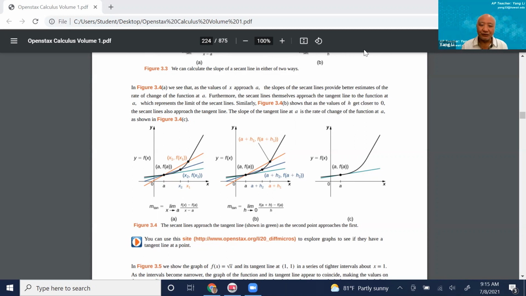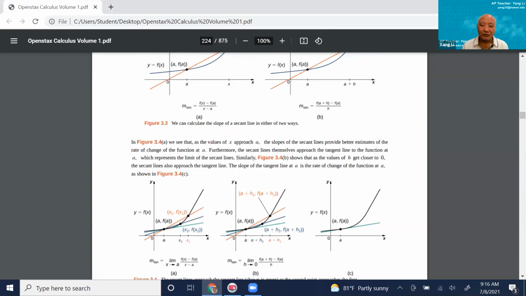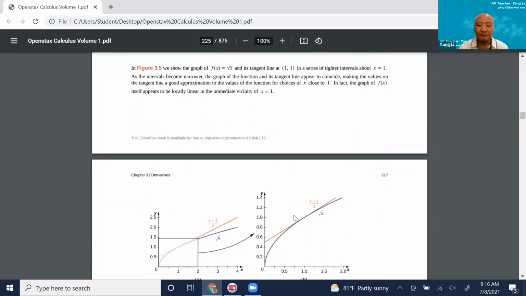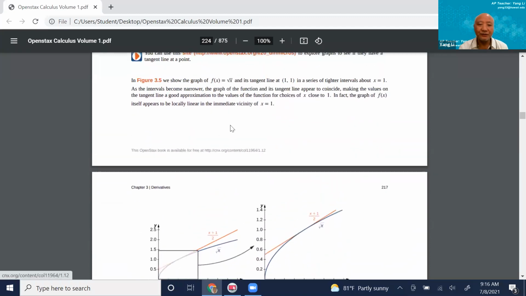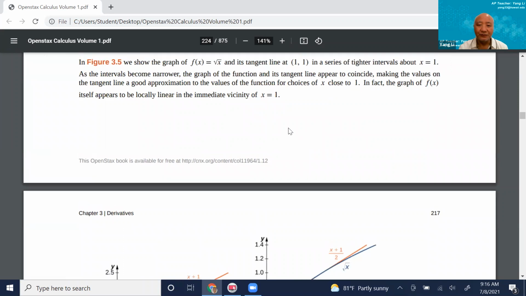We have introduced the slope of the secant line, and then we can transfer the slope of the secant line to the tangent line. Today we're going to use this example: the function f(x) equals square root of x at x equals 1.